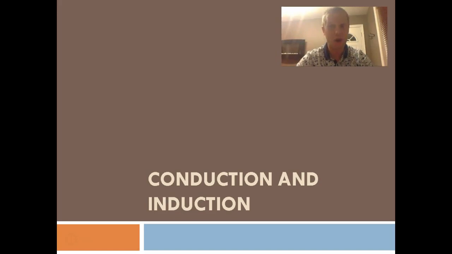Today you just saw some examples of static electricity. Today we're going to take it a little bit farther. We're learning about something known as conduction and induction. And we know a little bit about static electricity already.